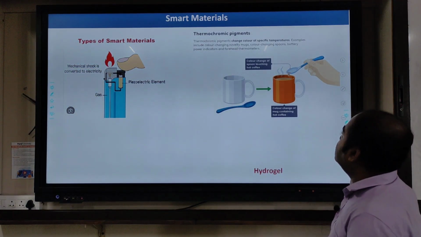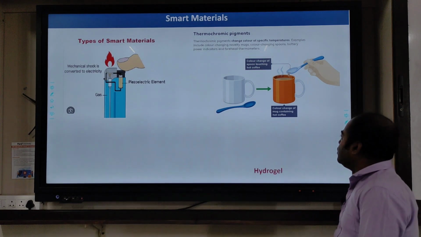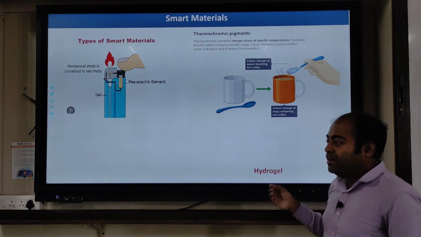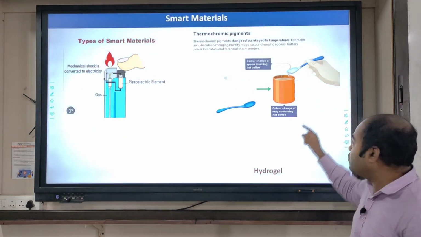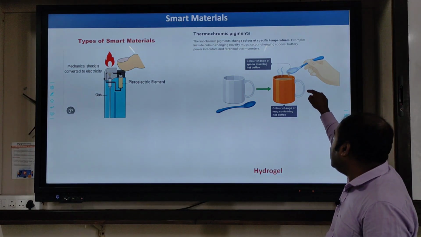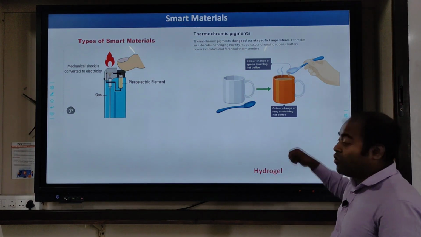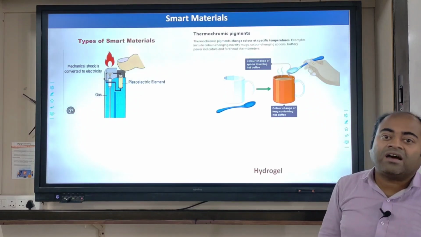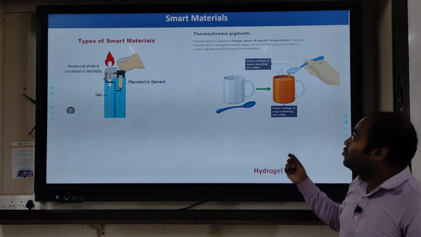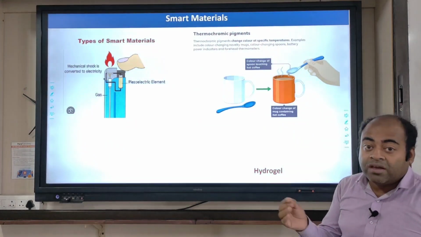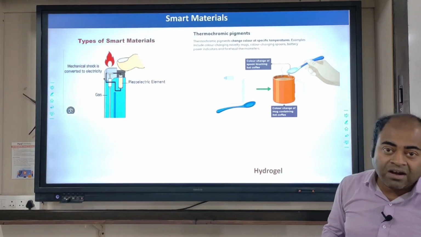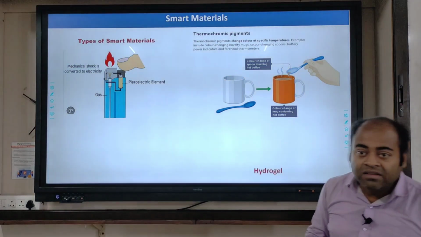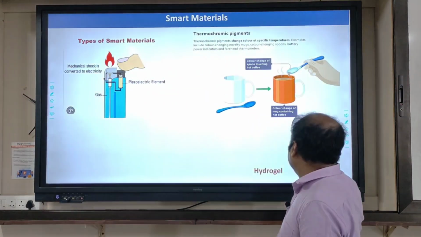Now these are thermochromic pigments. We have seen in various gift shops, in various items, cups and coffee mugs in which, when hot coffee is poured, the color changes. This is due to thermochromic materials, which change color when the temperature is changed.